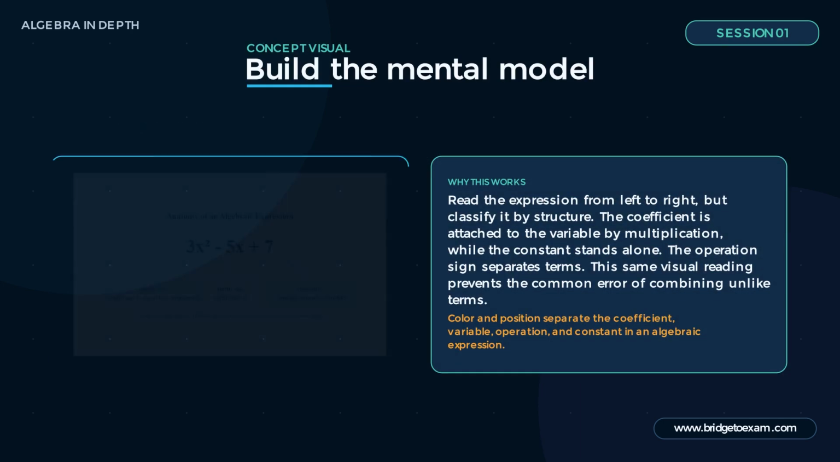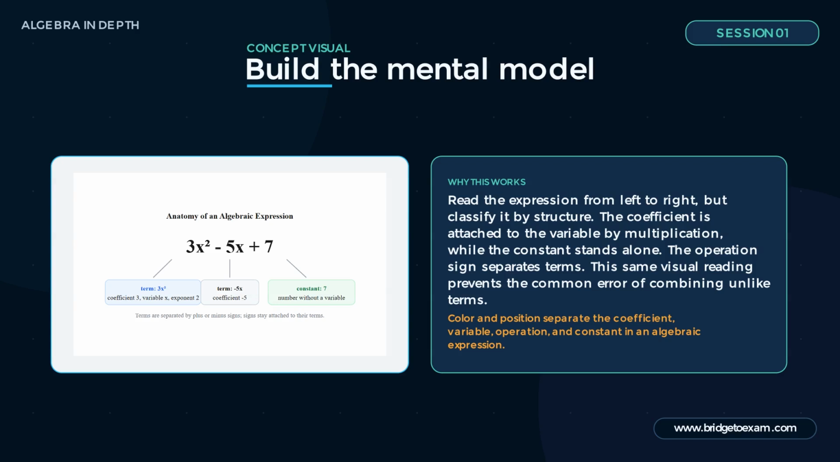The visual gives us the central idea. Read the expression from left to right, but classify it by structure. The coefficient is attached to the variable by multiplication, while the constant stands alone. The operation sign separates terms. This same visual reading prevents the common error of combining unlike terms.